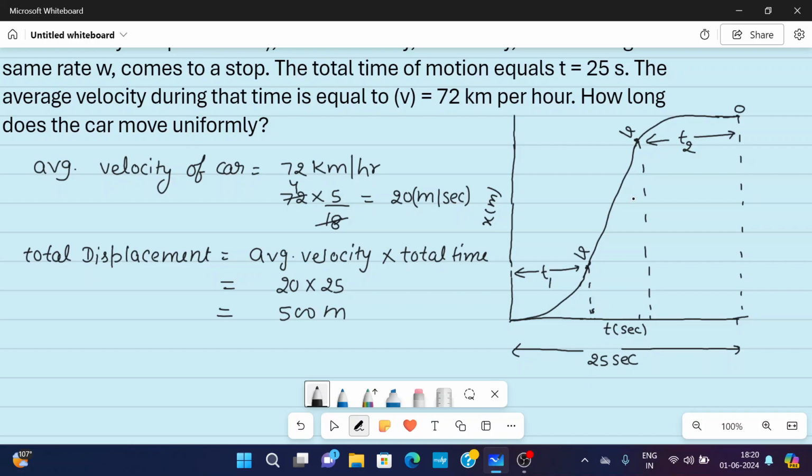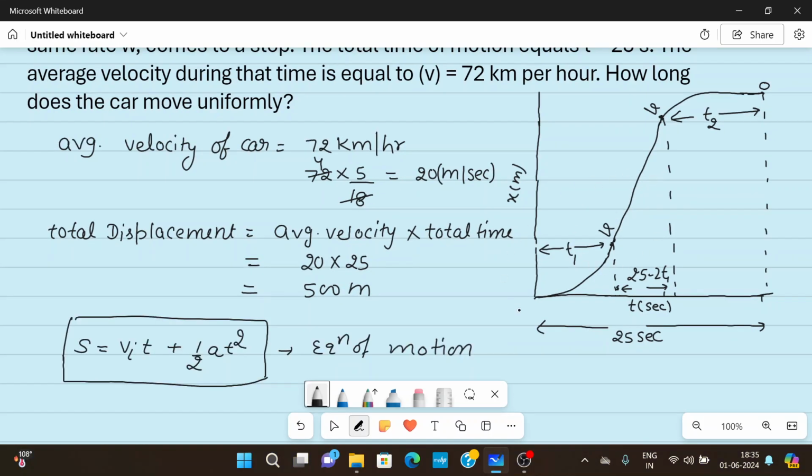Then what will be the time duration of uniform motion? This will be 25 minus 2t1. Now if we have the value of t1, we can find out the value of time duration of uniform motion. So what we do, we find the total displacement during whole motion in terms of t1. Then we put it equal to 500 meter to find out t1. Once we find t1, then we can find out the time duration of uniform motion.